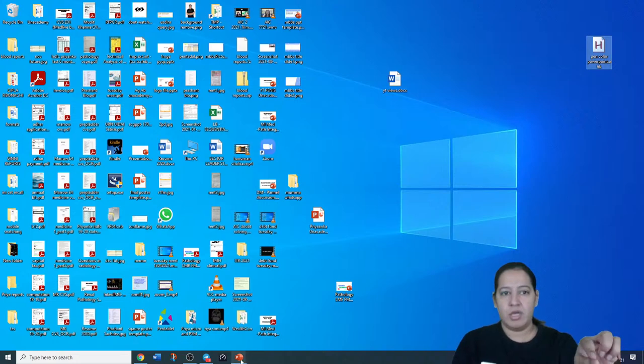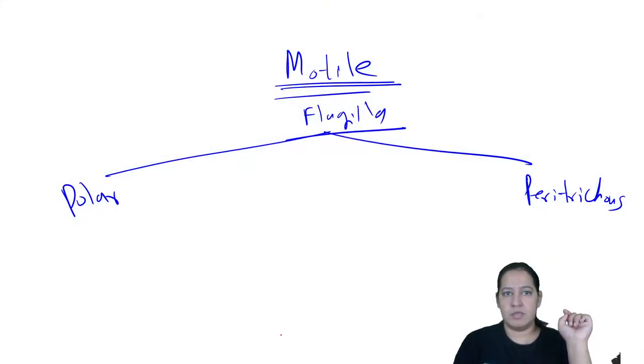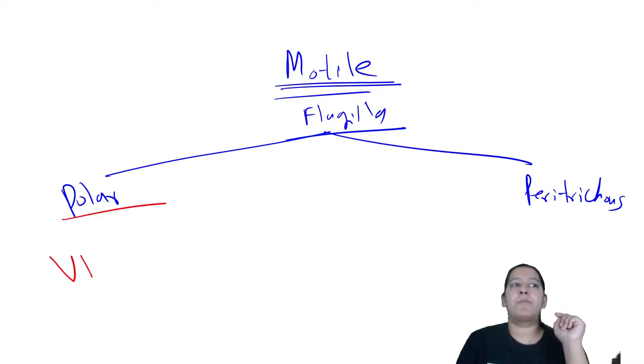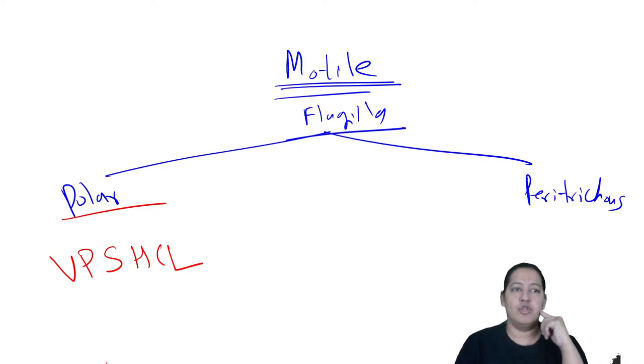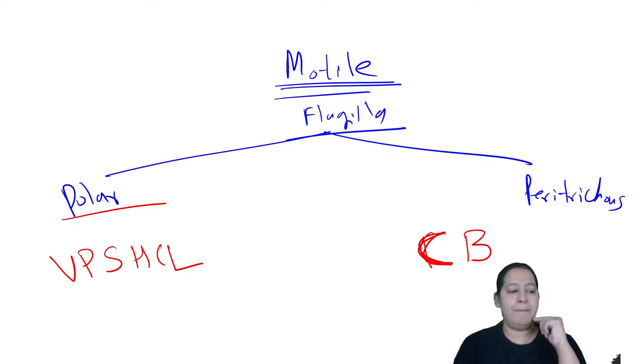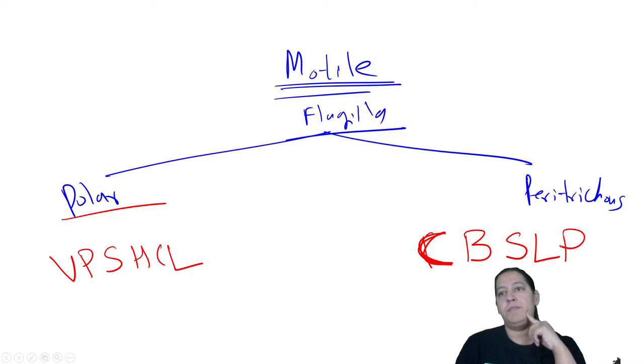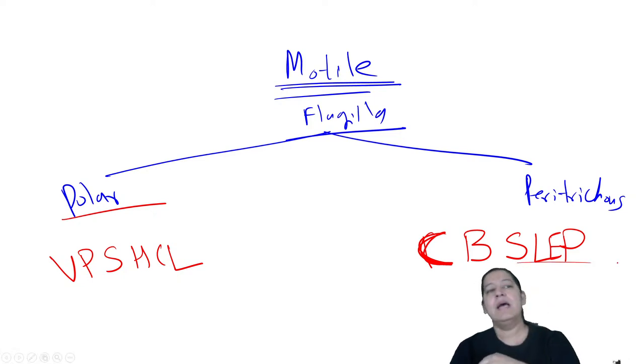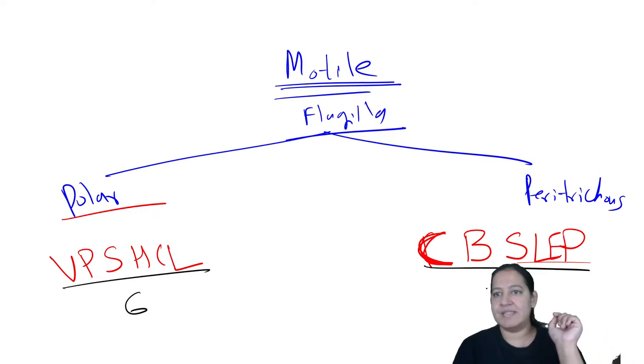I'm sorry, something went wrong. Just a second. Can you see? Okay. What are polar flagella? Very Protective Solution HCl. And here, Cute Baby Sleeping; E will also come. From Sleeping, I have taken SLEP. So tell me the full form. Here there are 6 bacteria, and here there are 7 bacteria.